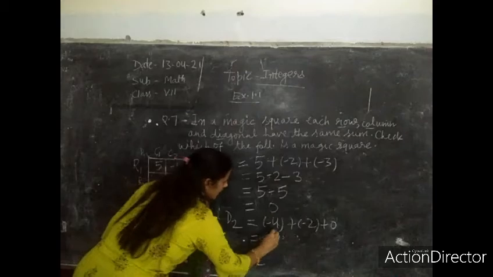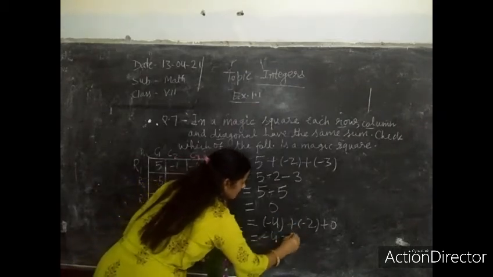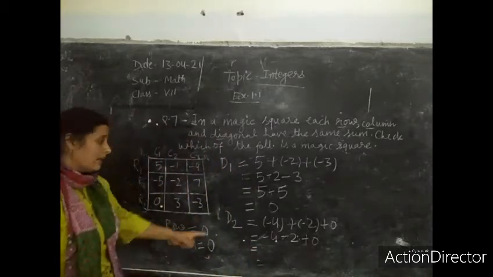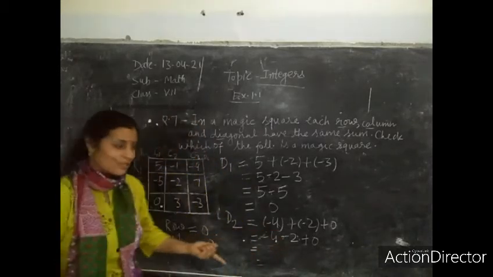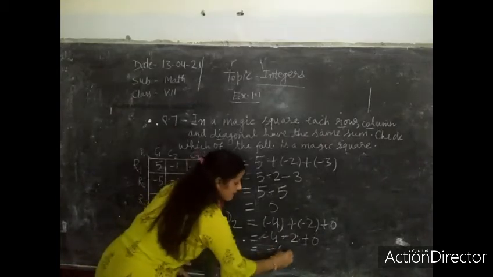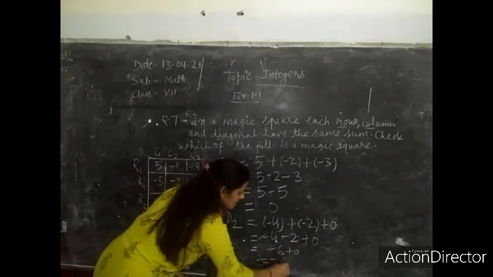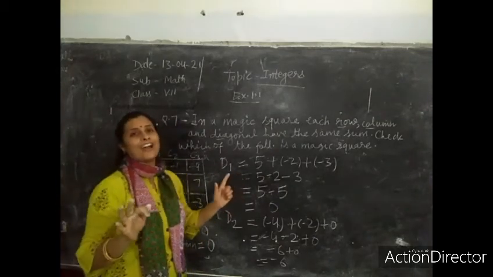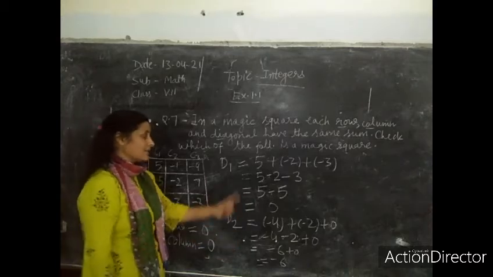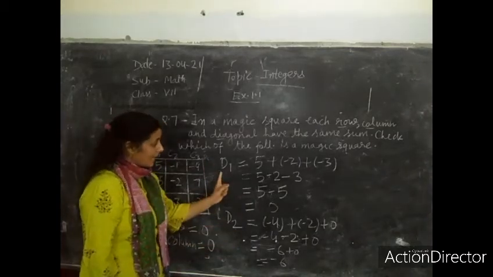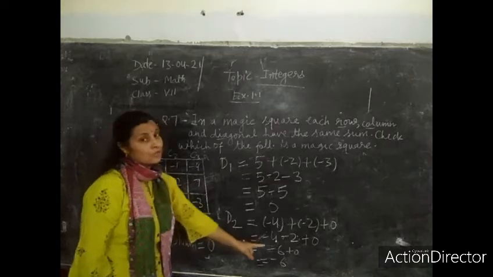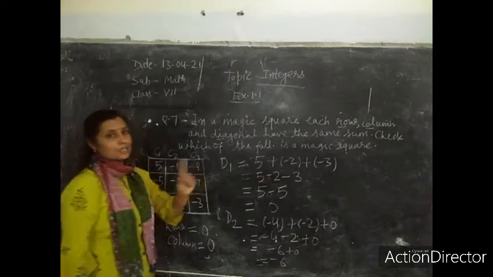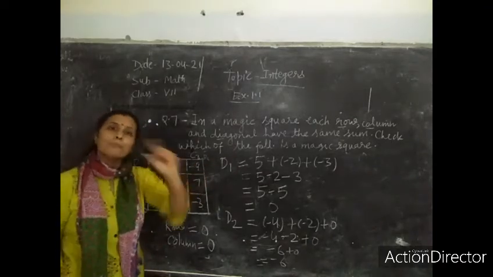Okay, beta. Now minus 4 plus minus will become minus, and 0. Oh, we missed it, because minus 4 and minus 2 equals to minus 6, and minus 6 plus 0 equals to minus 6. Sorry, this square box is not magic square. Because diagonals, there are two diagonals. One diagonal equals to 0, but another one equals to minus 6. If it is not 0, it means this square is not magic square.